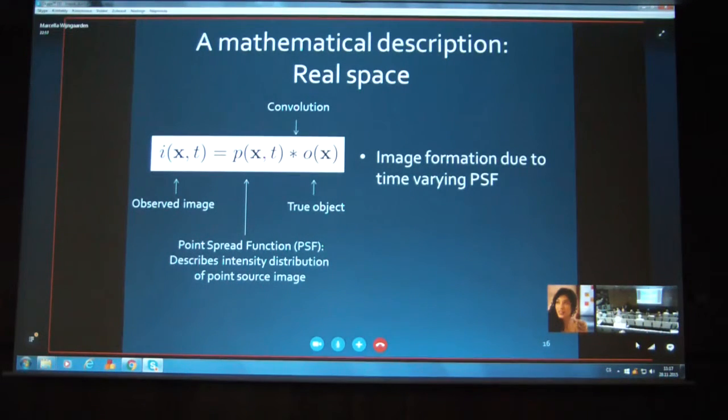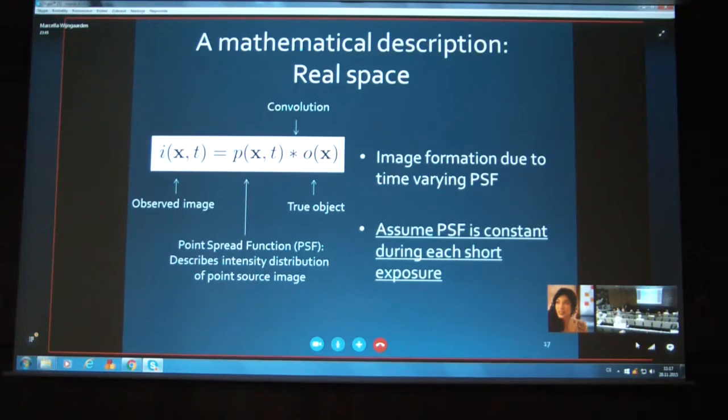And what is important to take away from this slide is that we assume the point spread function to be constant during each exposure. So we assume that it doesn't change when one exposure is taken. So as I said, we assume that the atmosphere is not changing within that time. And this is actually the reason why we need to take such short exposures.